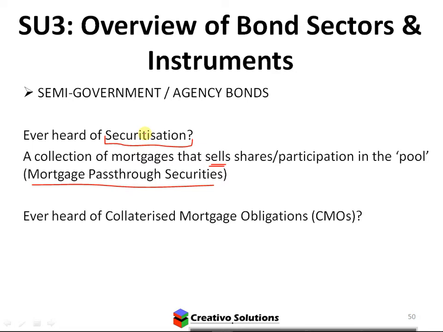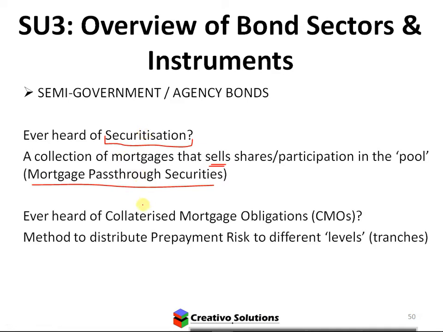Have you ever heard of collateralized mortgage obligations, CMOs? Yes, it's similar. The word collateral is key. So what does that mean? Collateral is basically like security. Yeah, it's a security. So a collateralized mortgage obligation is a method to distribute risk to different levels.